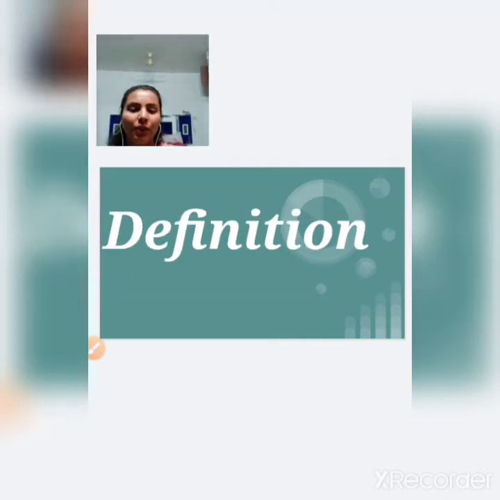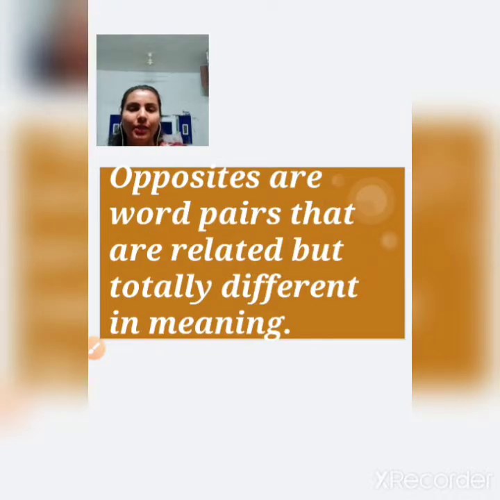So, the definition of opposites is: opposites are word pairs that are related but totally different in meaning. So, these are those words which are related to each other. That means if I say good and the opposite of good is bad, they are related somewhere. But their meanings are totally different. That means they are not the same words.